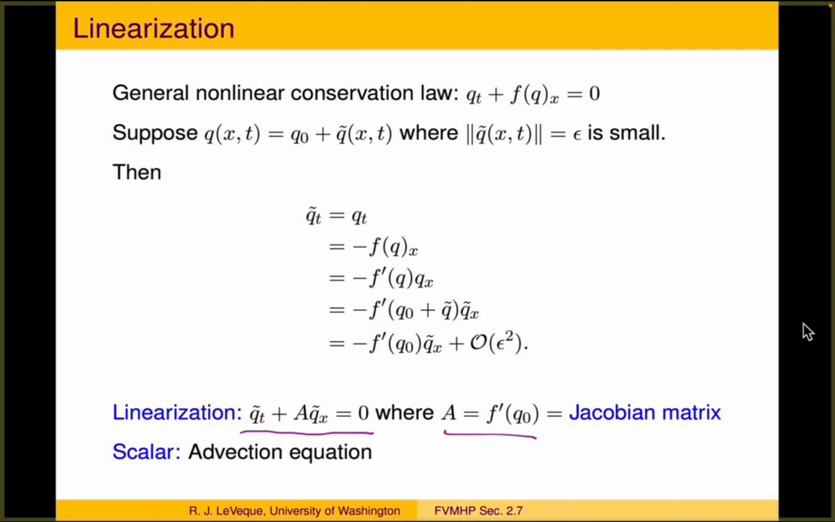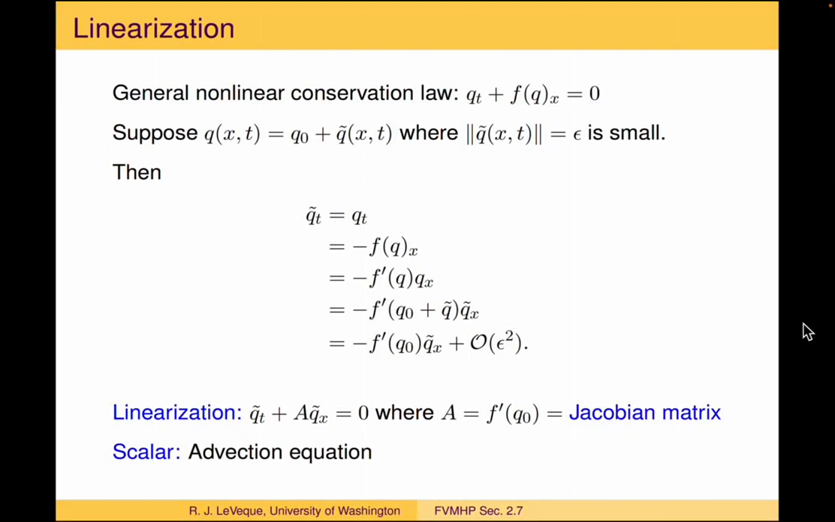So in the case of a scalar equation, this resulting linear equation would simply be an advection equation. A would just be a number, and it would just be advection. A would presumably be a real number. In the case of a system, this f prime of q0 is a matrix. For a system of m equations, we end up with an m by m matrix.